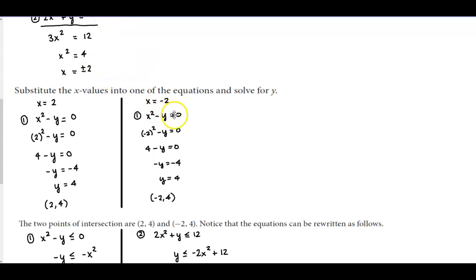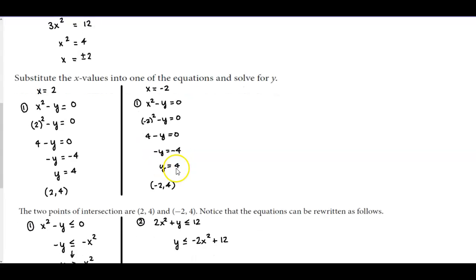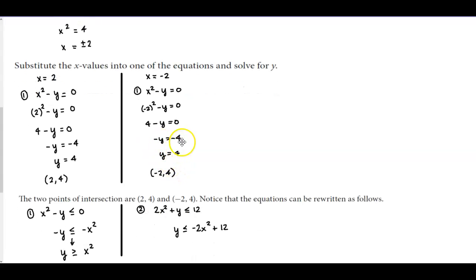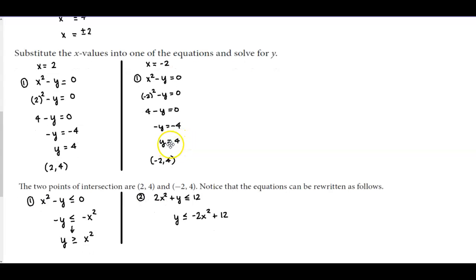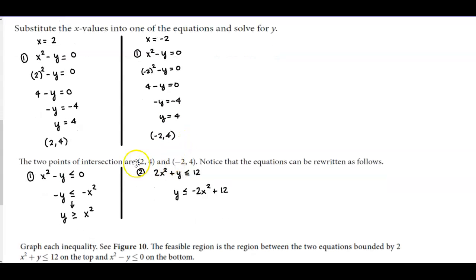Now, when x is equal to negative 2, again, we're going to plug it into our first equation. So we plug in negative 2, and when we square it, we get 4. 4 minus y is equal to 0, so we subtract 4 from both sides, and then divide both sides by a negative, and now we get y, which is equal to 4. So now the x coordinate is negative 2 with a y coordinate of 4. So the 2 points of intersection are (2, 4) and (negative 2, 4).